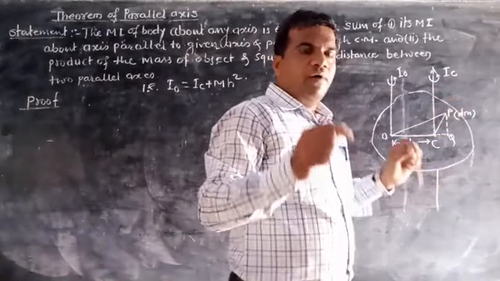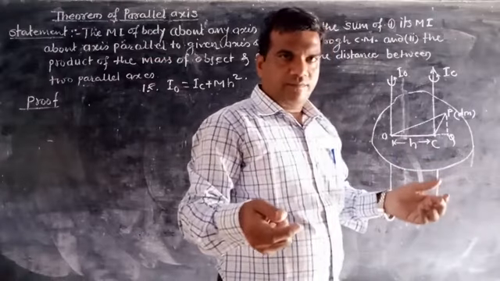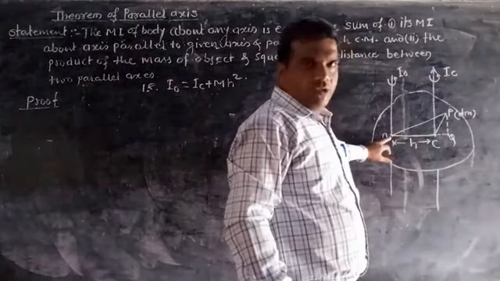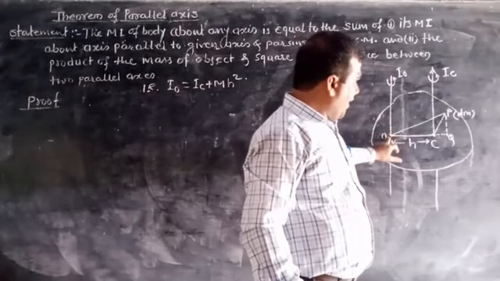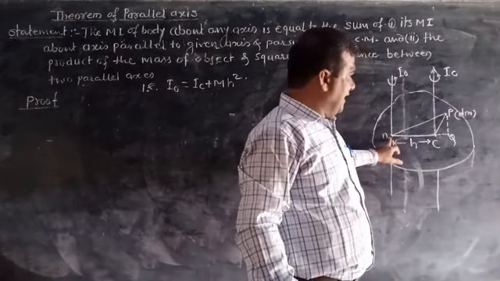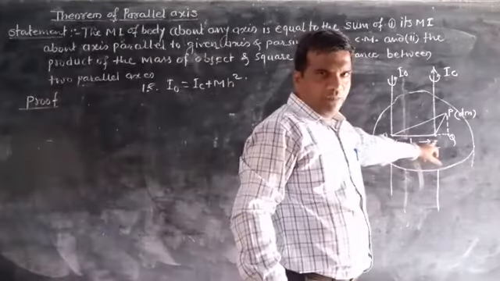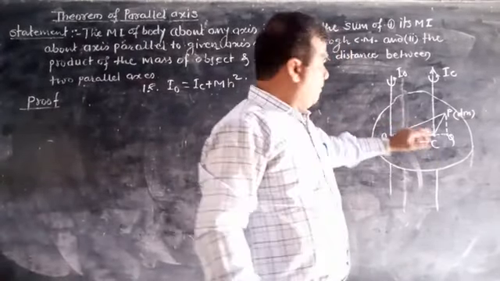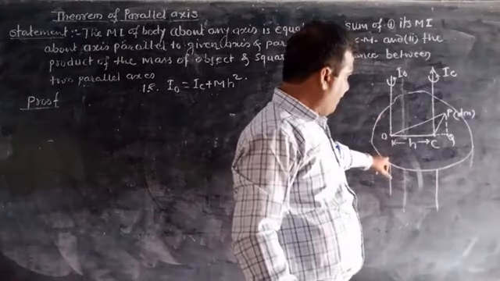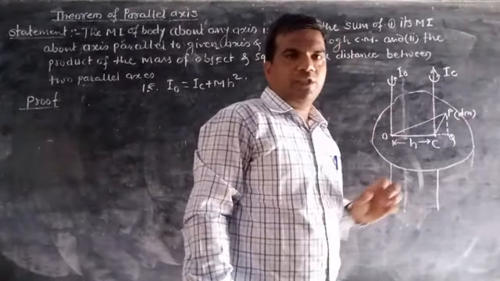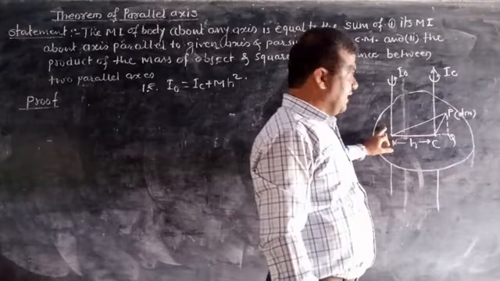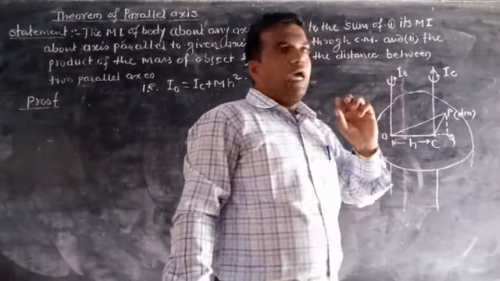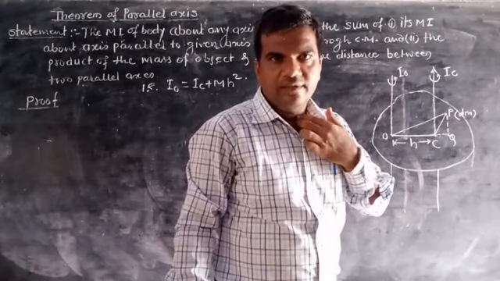Now we take any other point other than this C. Suppose that point is O. This point O is separated at a distance h from the center of mass. Now the second axis of rotation passing through O is this, and the moment of inertia of this body about this axis passing through point O is IO. M is the mass of the body.